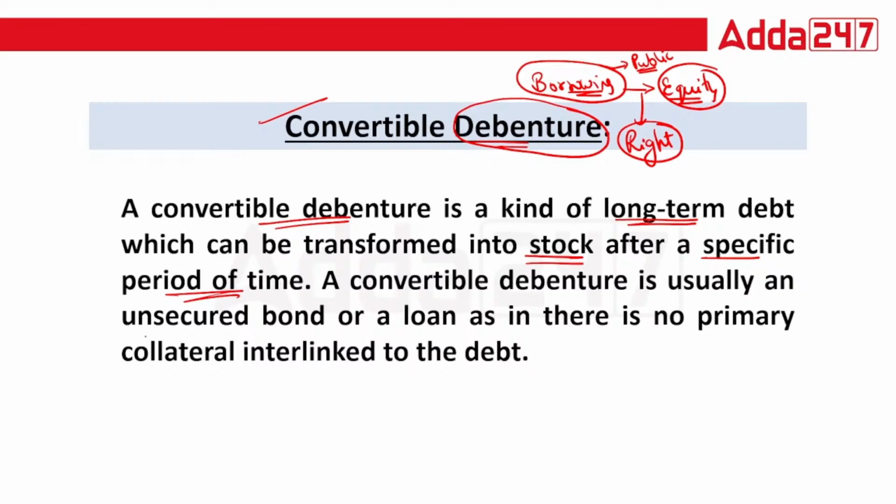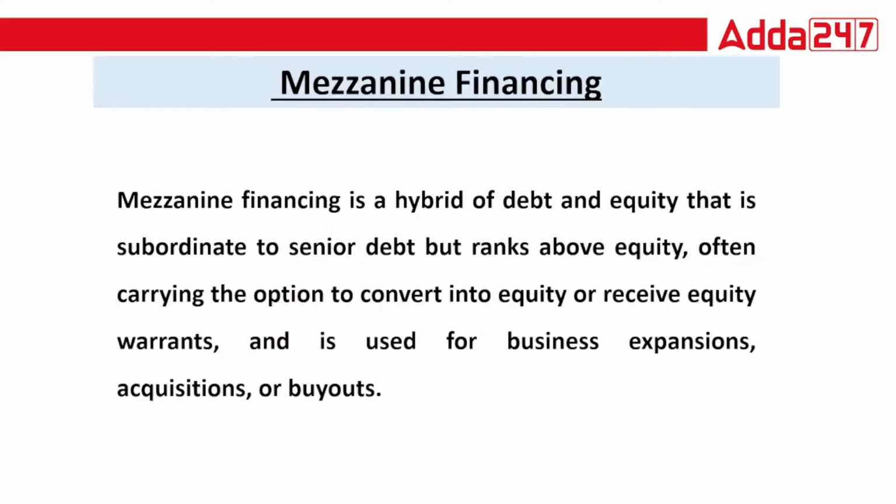And generally, these are unsecured bonds. Unsecured means there is no collateral linked to these debenture holders' debentures. So this is about convertible debentures. Very easy, very interesting one.